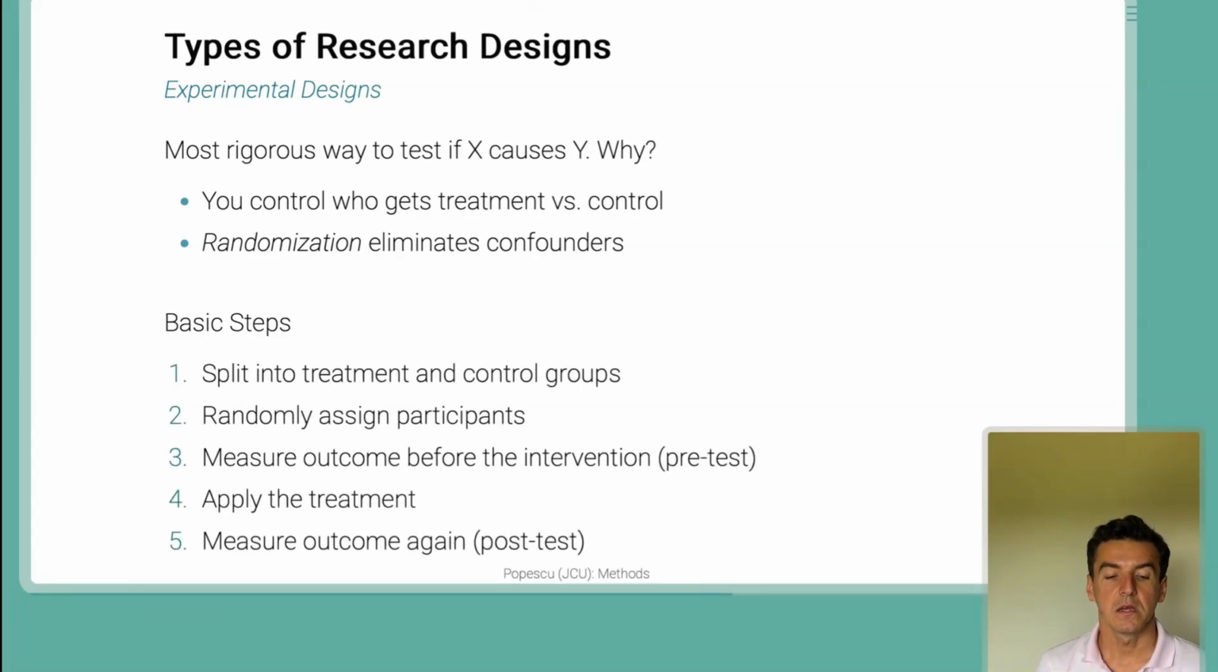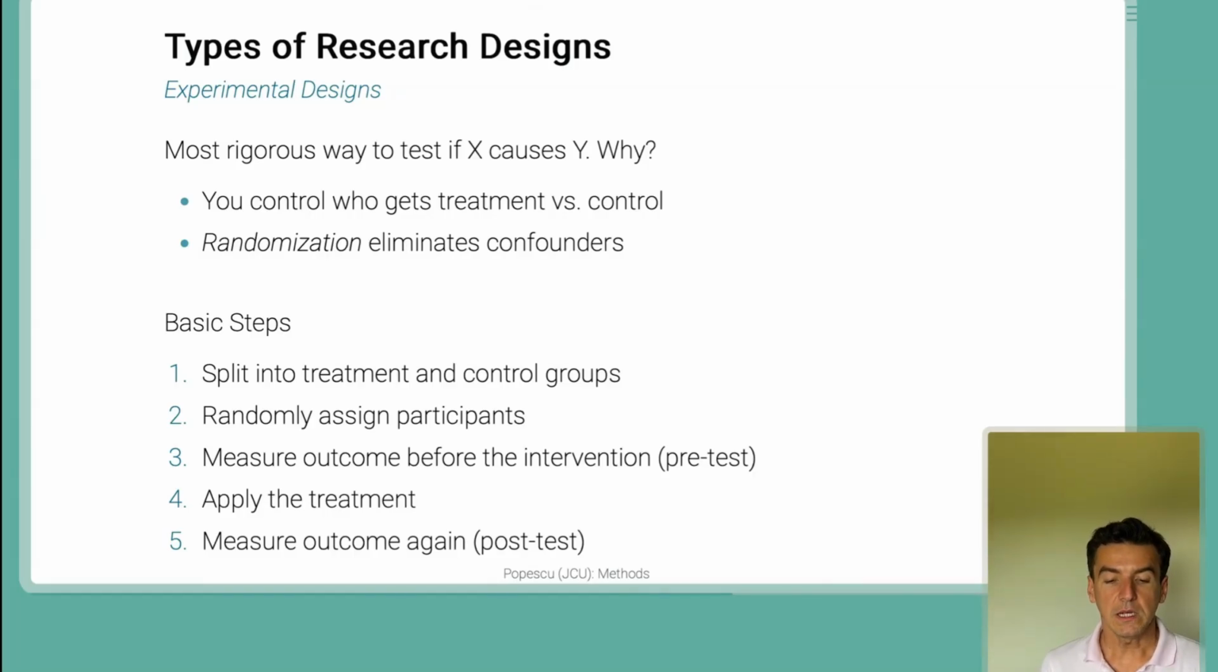So here, the logic of an experimental design follows these 5 steps. You have 2 groups, treatment and control. You randomly assign participants in the experiments to either the treatment or the control group. So you get both old and young people in the treatment and the control group. You get both genders in the treatment and the control group. You get different occupations in the treatment, the control group, and so on and so forth.